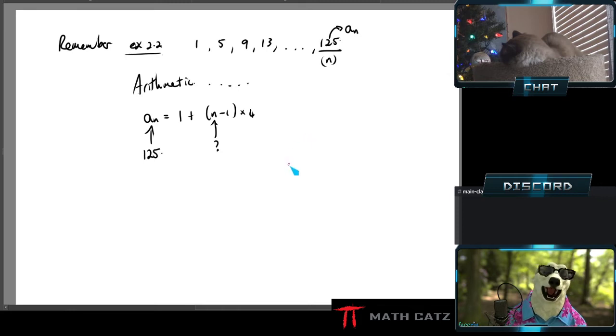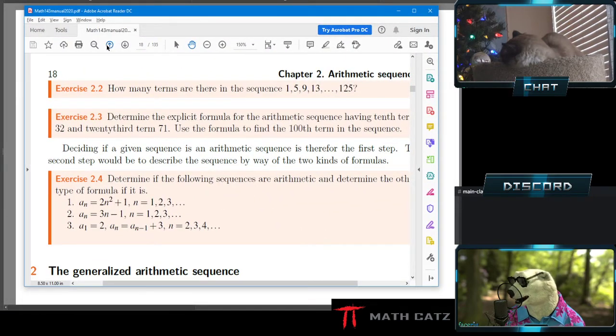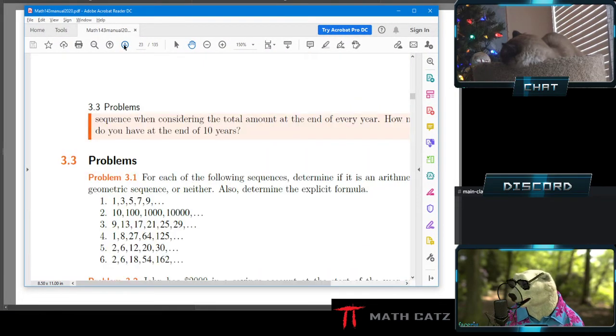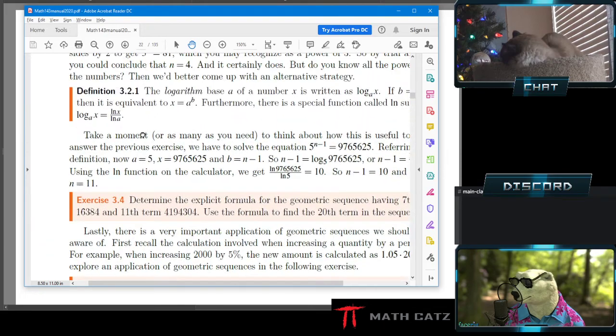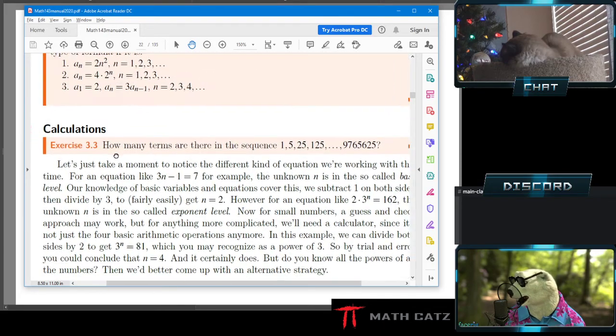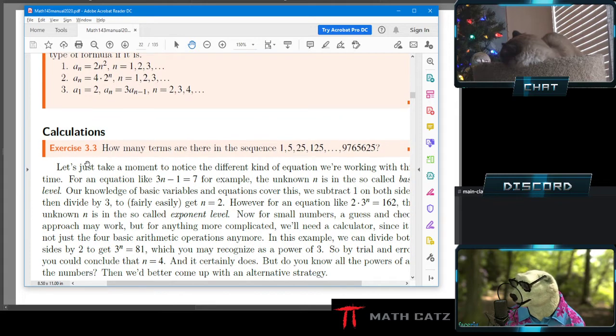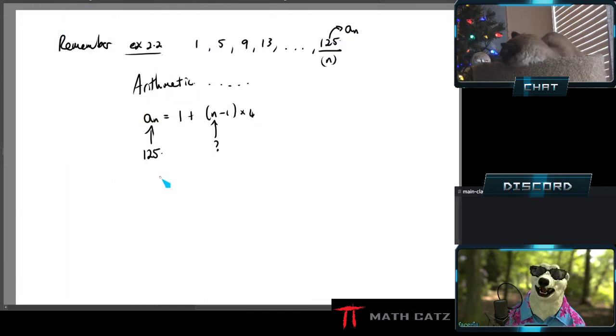If this does not ring a bell, you need to go watch those videos. But I assume it does. I'm trying to just remember the strategy because now here in exercise 3.3, we are asking how many terms are there in this sequence? Same kind of question, different kind of sequence. Just write that down.